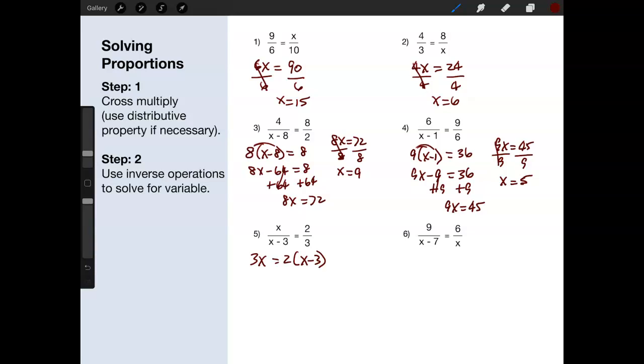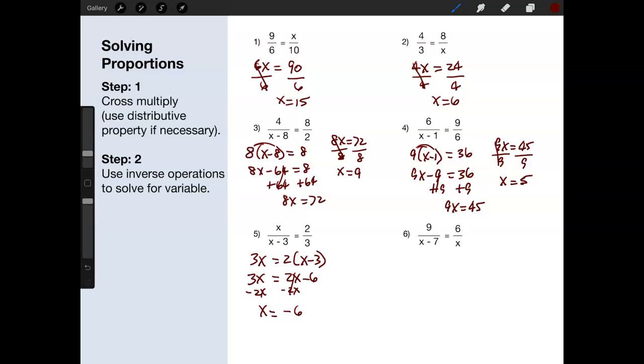Again, we need to use a distributive property. 3x equals 2x minus 6. We subtract 2x from both sides. It's canceled, and we are left with x equals negative 6.